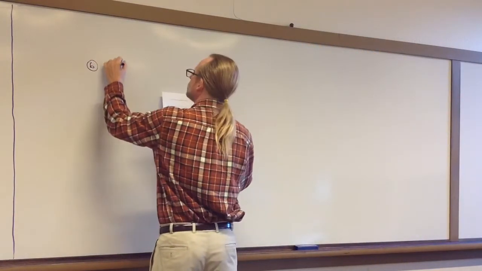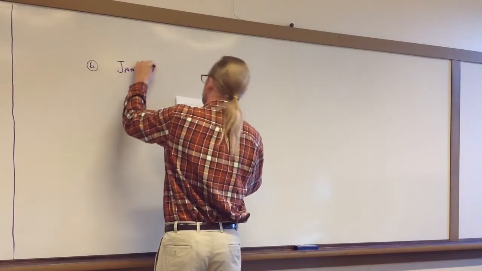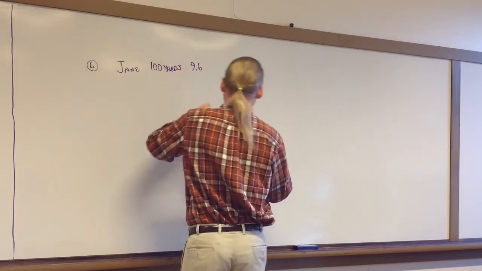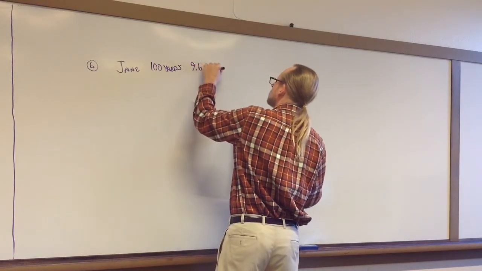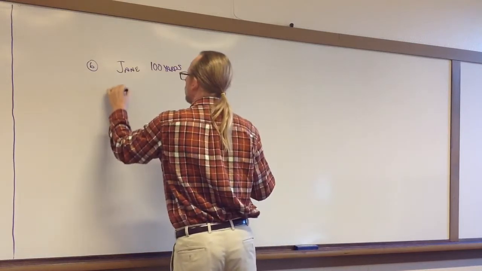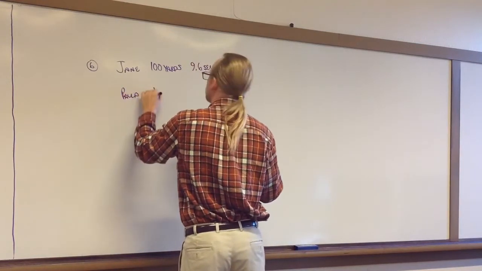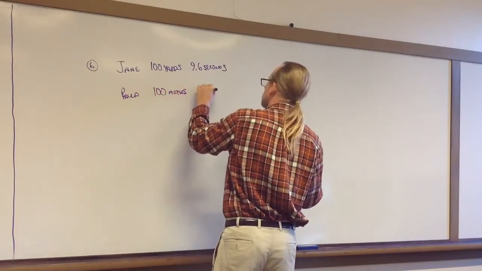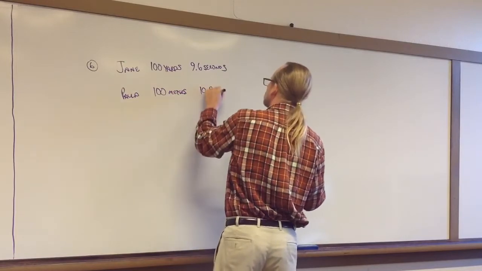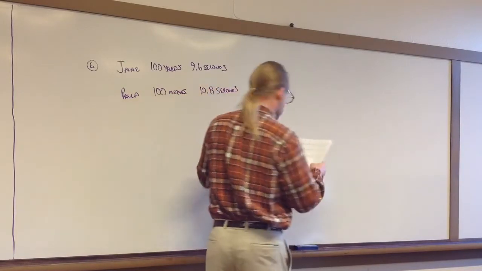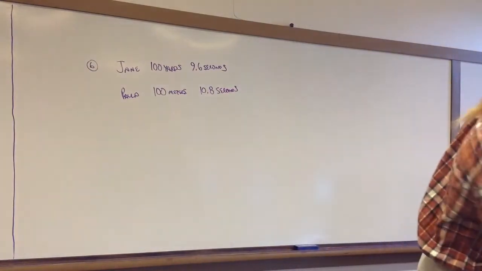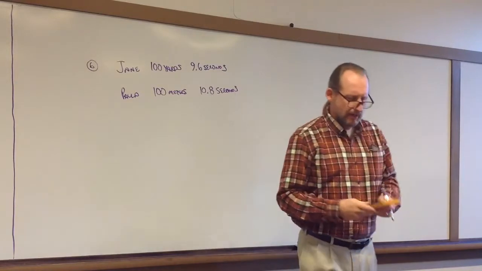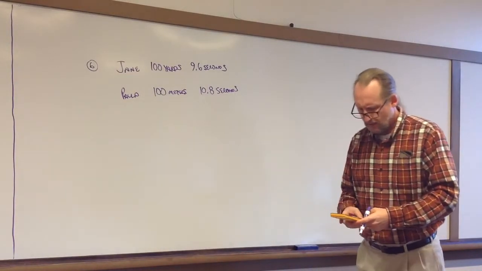So the problem says Jane can run 100 yards in 9.6 seconds, while Paula can run 100 meters in 10.8 seconds. And the question is, who is the faster runner? So that's why we have to convert these units so that we're comparing the same units to each other.